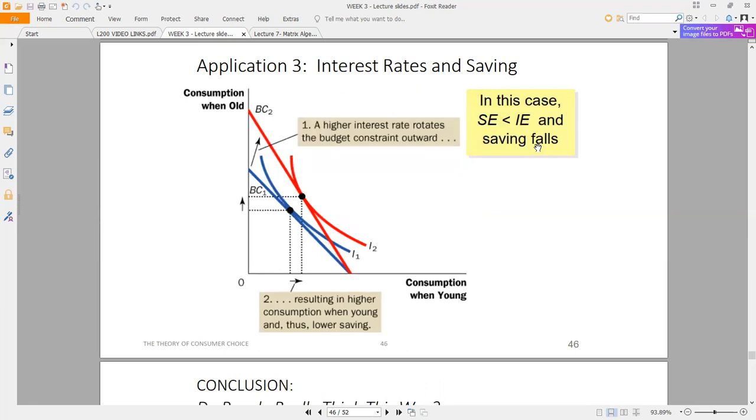What if the income effect is rather more than the substitution effect? This was the initial optimum bundle. After the increase in interest rate, the budget line rotates outwards. This is the new bundle. With this being the new bundle, you see that there's an increase in current consumption. So this is the case where the income effect is more than the substitution effect. If you are consuming more in the current period, it means that you are saving less. So your savings will fall.